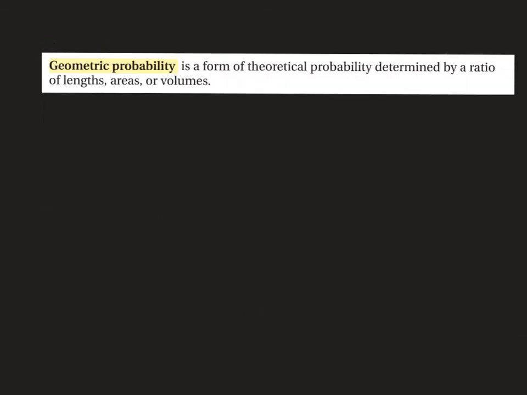You've been very patient sitting through and listening to the video here, and we just have a couple more types of probability to cover, and these are actually pretty easy. And then you'll get started on your own problems. So we already spoke about theoretical probability, and now we need to talk about geometric probability. Here you can see geometric probability is a form of theoretical probability determined by a ratio of lengths, areas, or volumes. In other words, it has to do with geometry. Let me show you what I mean.